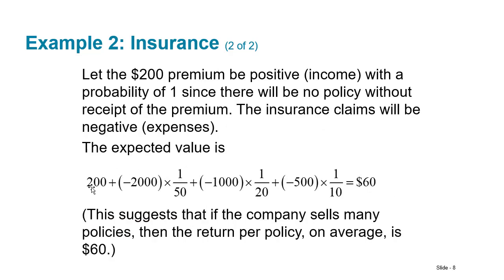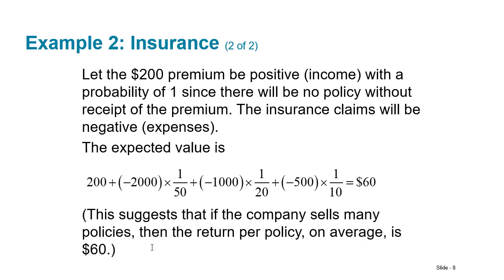So it's very simple. The expected value is, well, 200 times its probability, and its probability is 1, since you have to pay $200, right, to get the premium. And then negative 2,000, because they lose 2,000, and the probability of that happening, they said, was 1 out of 50. And then negative 1,000 times 1 out of 20, and then negative 500 times 1 over 10. And if you do all that math, it comes out to $60.